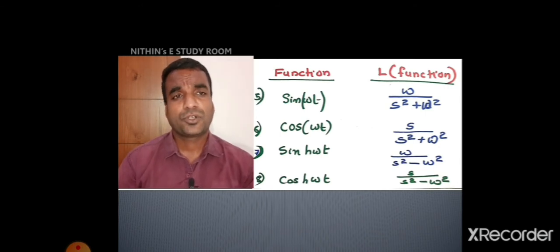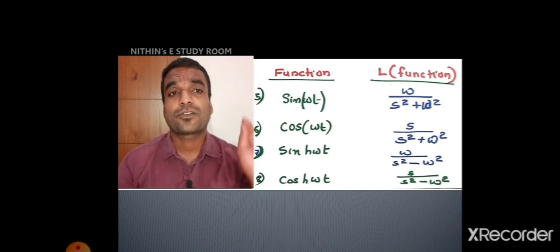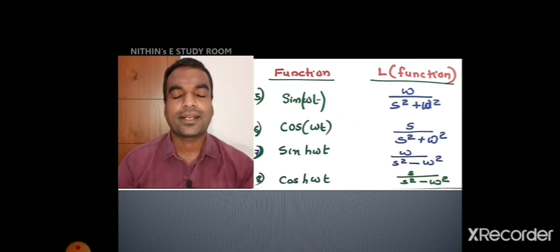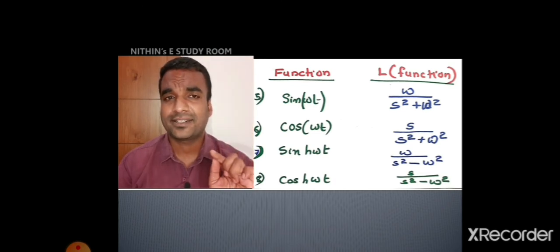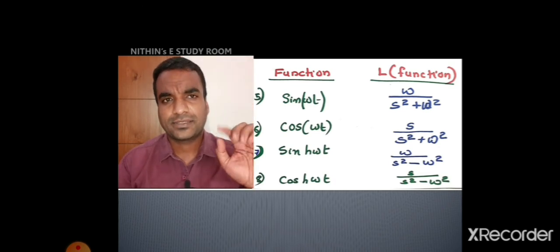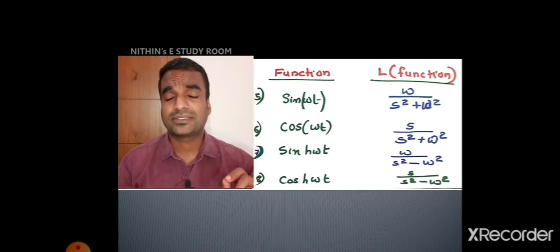Okay, cos omega t, that's the difference. In sin, the numerator was omega, but in cos, the numerator is s. So cos omega t is s by s square plus omega square. If 5 and 6 are clear, 7 and 8 are very close to these 5 and 6. In those, hyperbolic functions are explained.